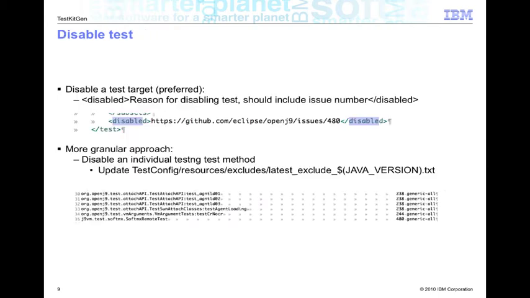To disable test, it's preferred to disable a test target altogether by using the disable tag inside the playlist.xml. But in some cases, if we want to have more granular control, then for TestNG case, we can go to this TestNG exclude.txt under this location. Then we provide the TestNG method and the class inside this file with some issue number and the platform we want to exclude.